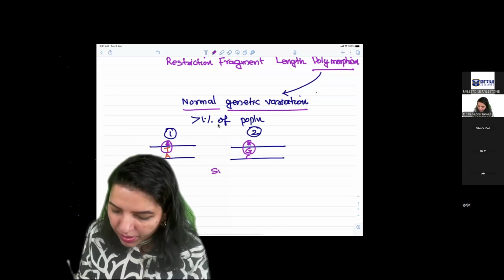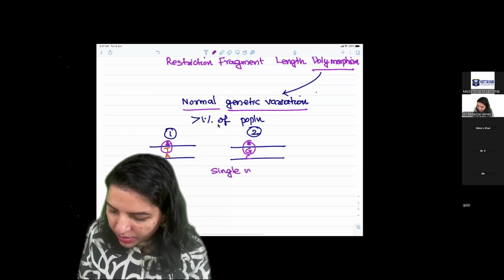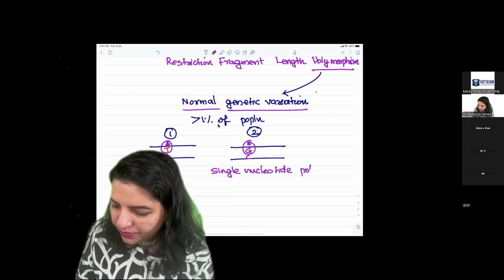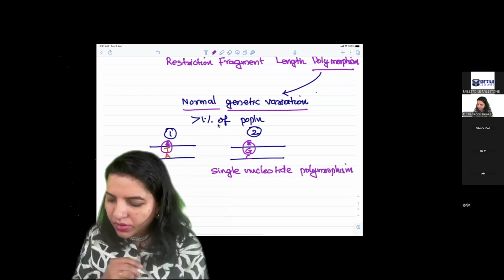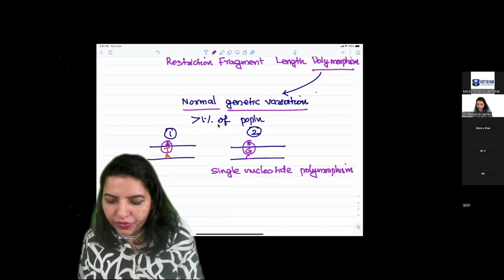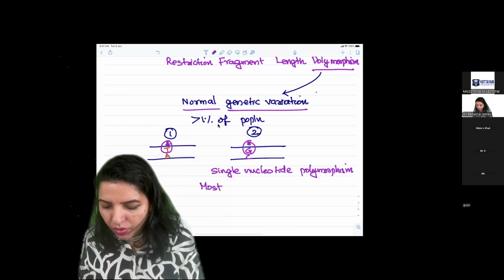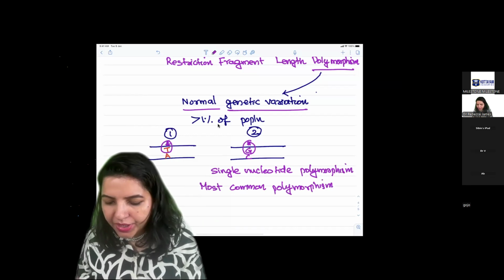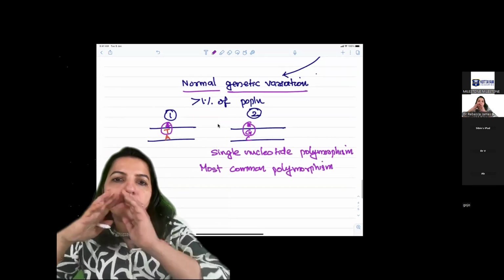And this is called single nucleotide polymorphism. This is called single nucleotide polymorphism. This is the most common polymorphism. Okay, just to understand what is polymorphism. Can anybody tell me what is polymorphism now?